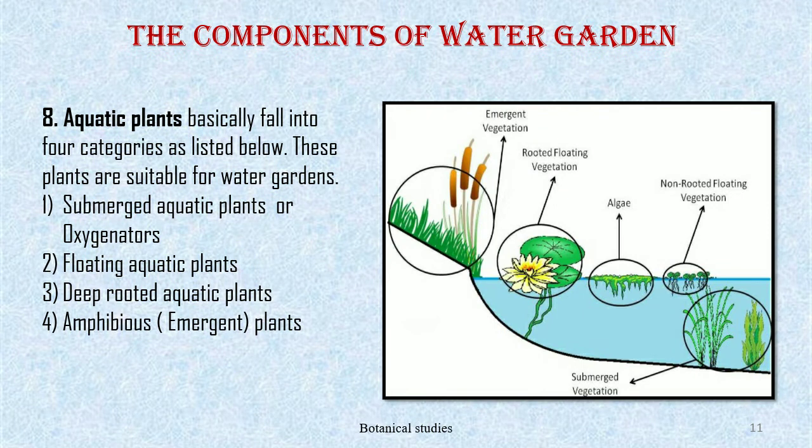Eighth, plants for water gardening. Aquatic plants basically fall into 4 categories. The following plants are suitable for water gardens. First, submerged aquatic plants or oxygenators. Second, floating aquatic plants. Third, deep-rooted aquatic plants. Fourth, amphibious or emergent plants.